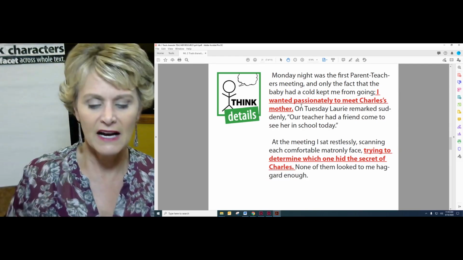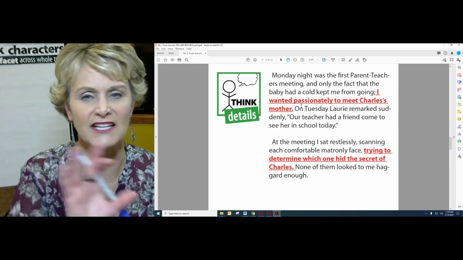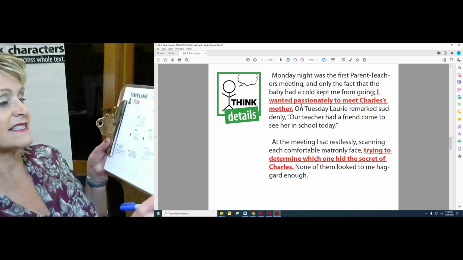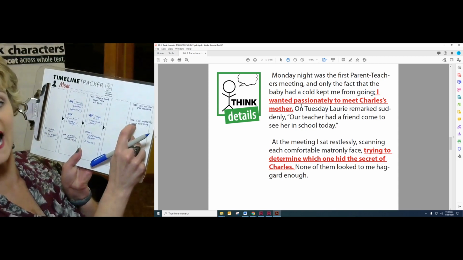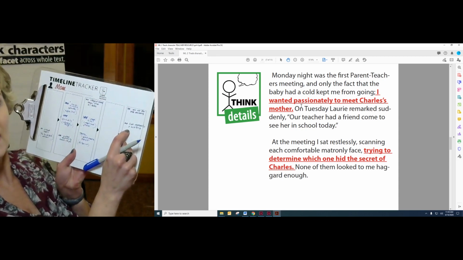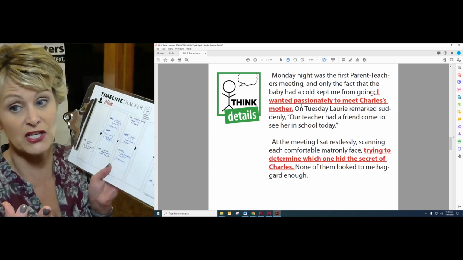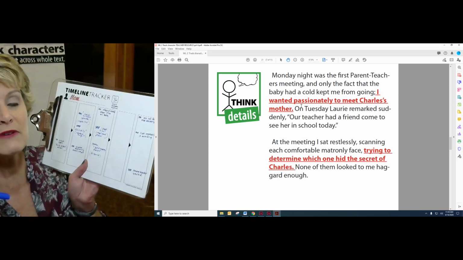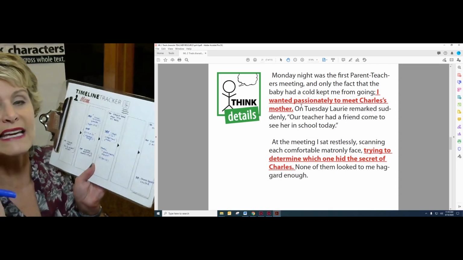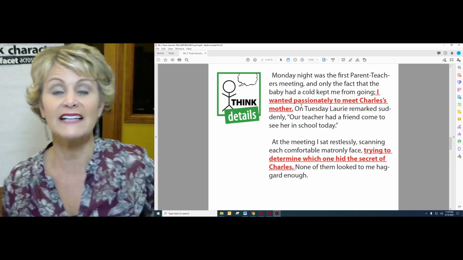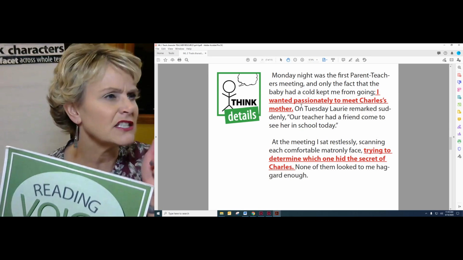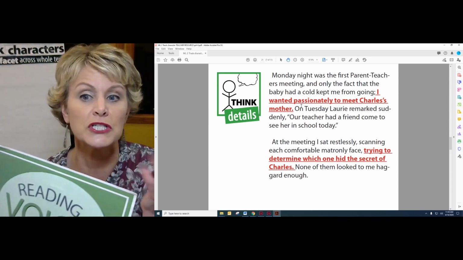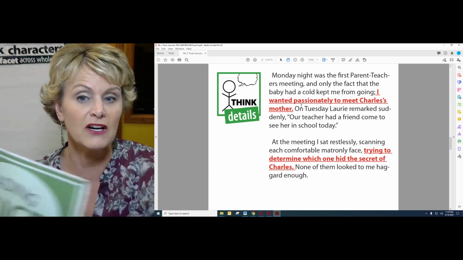This one comes in the last section of the text, right at the end of the story. Okay, she's at the meeting. She sat restlessly. I already have that due. Sat restlessly, scanning for the different faces, trying to find Charles' mother, trying to determine which one hid the secret of Charles. She's trying to determine, hey, you guys, that's a synonym for she's thinking. She's looking, she's scanning, she's trying to figure it out. She's trying to determine. That's code for she's thinking. Which one hid the secret of Charles?